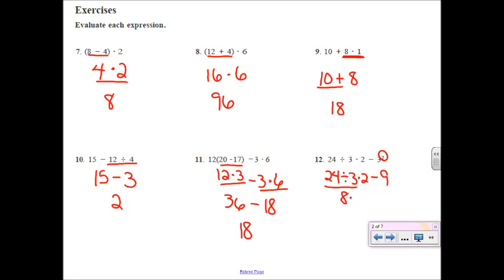Again, if I haven't dealt with anything yet, it stays the same. So I still have times 2 minus 9. And then the next multiplication division I run into is 8 times 2, which is 16. There's no more multiplication or division left, so I move up to my last step of addition and subtraction. So I can do 16 minus 9 is 7.